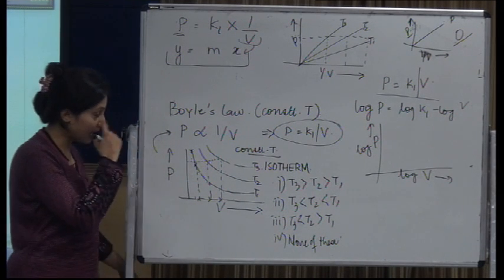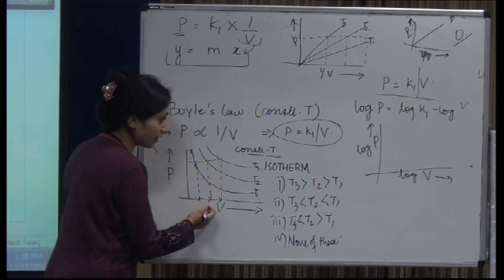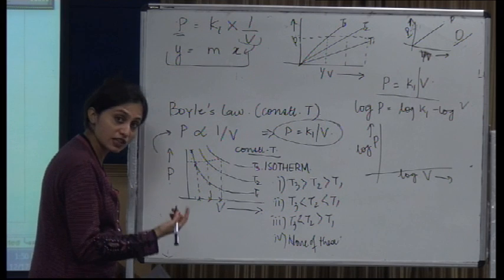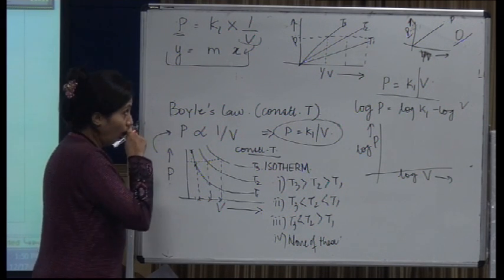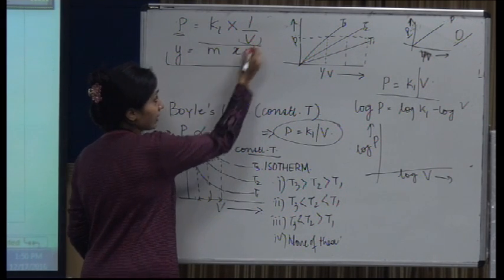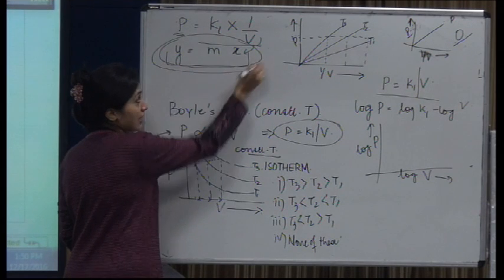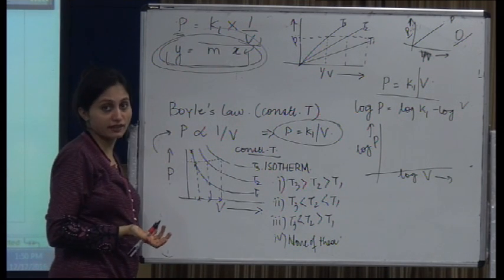And remember that when you are talking about P by V, it's an inverse relationship. It becomes linear only when you have a relationship which mathematically goes as a straight line graph. Right?